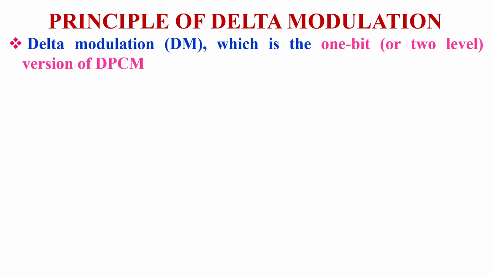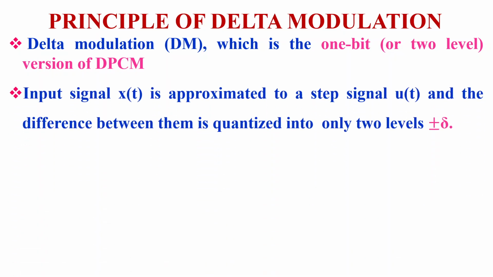Here we are going to discuss the principle of delta modulation. The delta modulation transmits only one bit per sample. It is said to be a 1 bit or 2 level version of DPCM. Here the input signal x of t is approximated with the staircase signal u of t, and then it is quantized into only two levels, either plus delta or minus delta.